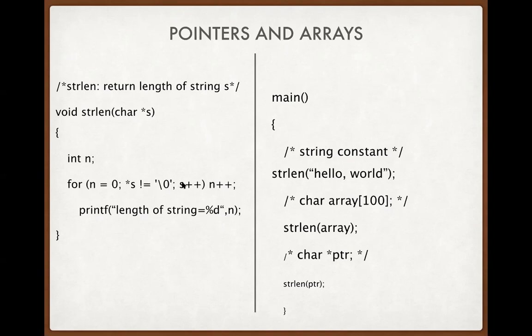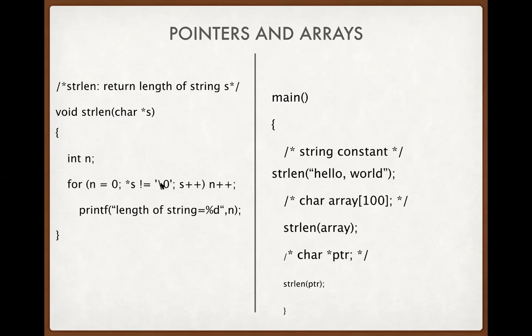Now S will be made to point to the next location. Then we are comparing the value at that particular location. If it is not equal to null, increment n. Then S will be pointing to the third location. Now value at S is not equal to null, increment n. So this will be continued. S will be incremented by 1 every time, and we'll be checking the value at S.